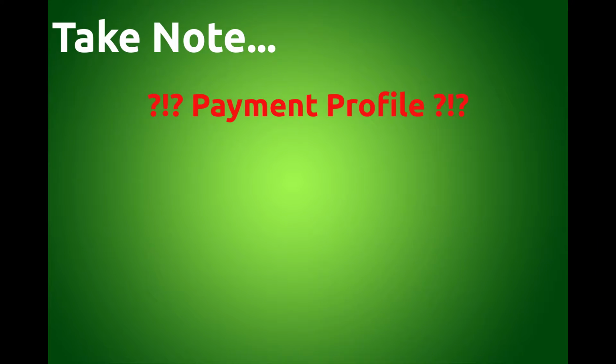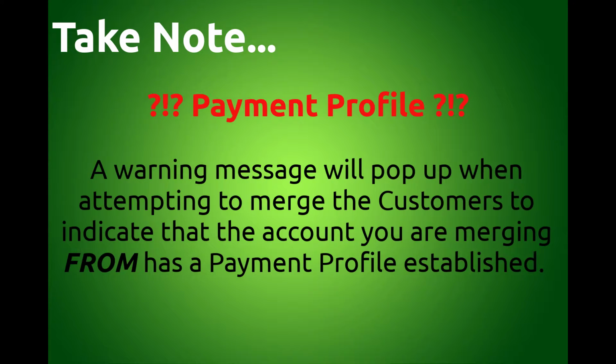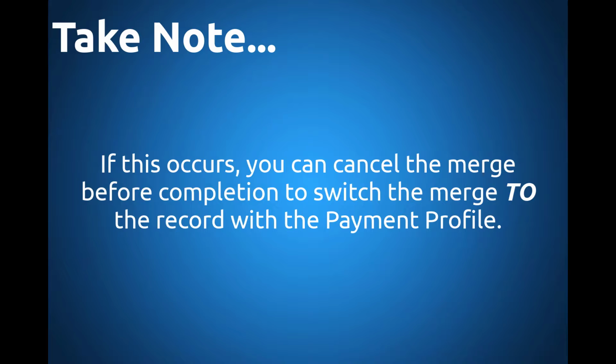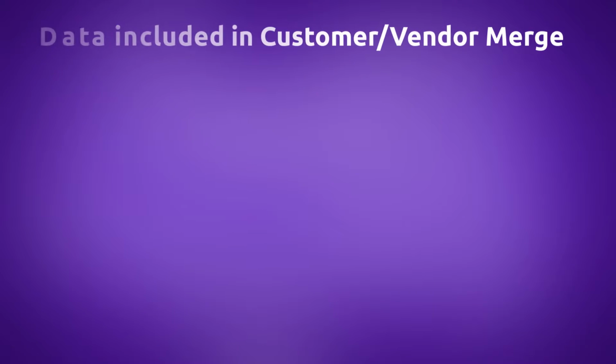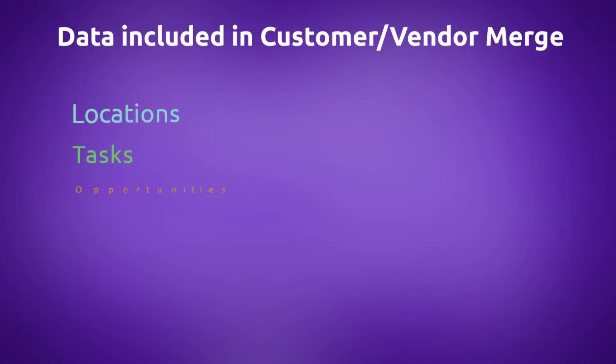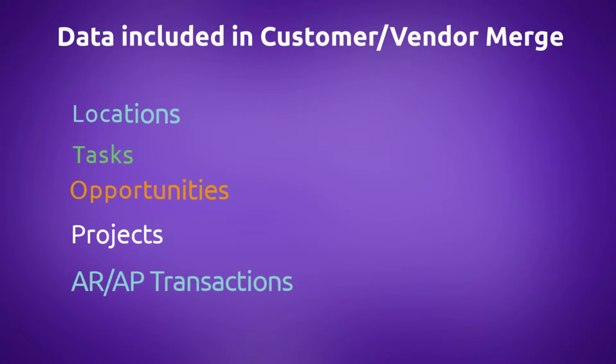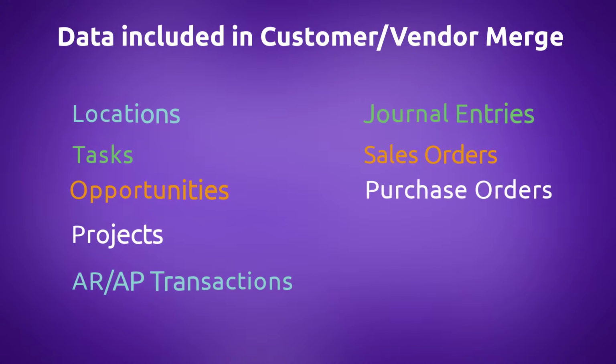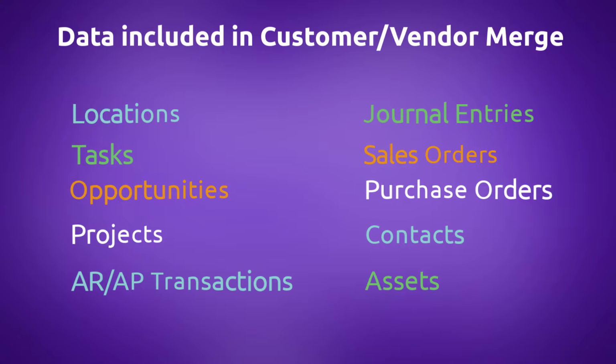If you're unsure whether or not an account has a payment profile, a warning message will pop up when attempting to merge the customers to indicate that the account you are merging from has a payment profile established. If this occurs, you can cancel the merge before completion to switch the merge to the record with the payment profile. The following is information that will be included in the merge: locations, tasks, opportunities, projects, AR and AP transactions, journal entries, sales orders, purchase orders, contacts, and assets.